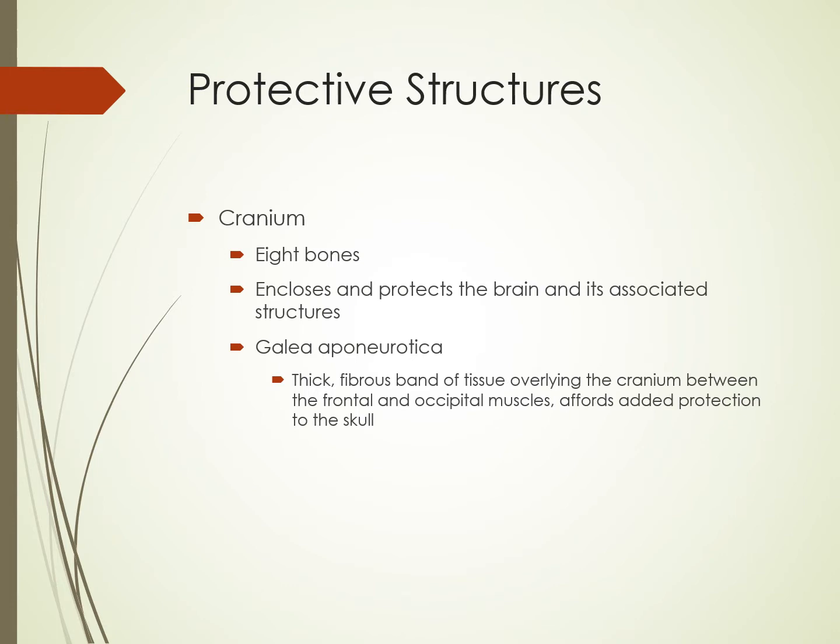Protective structures. The cranium consists of 8 bones and it encloses and protects the brain and its associated structures. The galea aponeurotica is that thick fibrous band of tissue overlying the cranium between the frontal and occipital muscles, and this is added protection to the skull. If anyone's had the opportunity to see brain surgery, then you'll see this very thick fibrous band overlying the cranium.